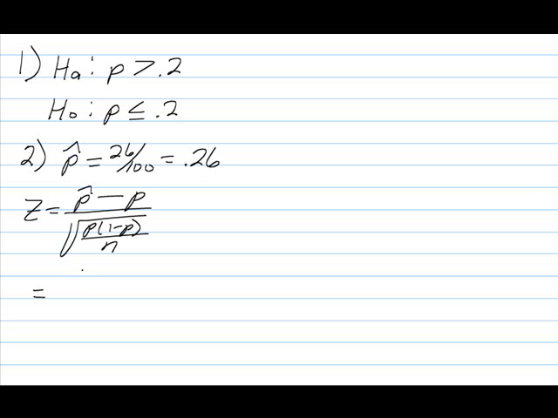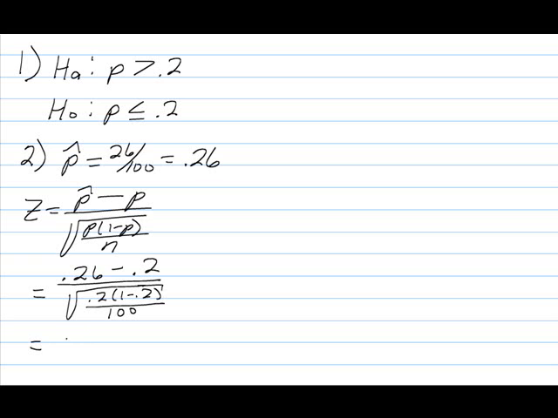So we just plug in what we know. We now know all these values. P hat is 0.26. For the parameter, for p, you always plug in what you're comparing p against. We're comparing p against 0.2, and technically H naught is assuming that p equals 0.2. So 0.2 is plugged in for p. And then our sample size in this case is 100.